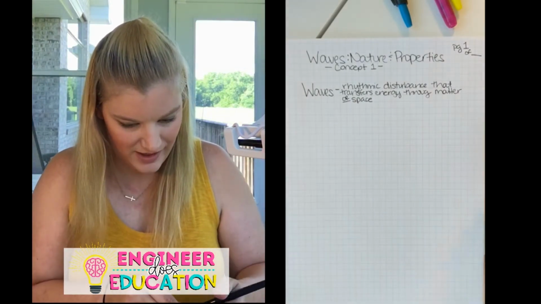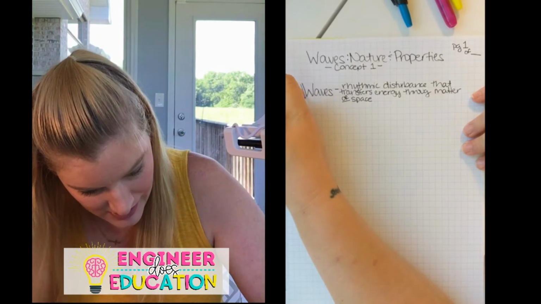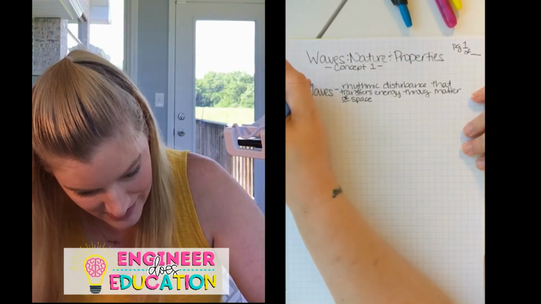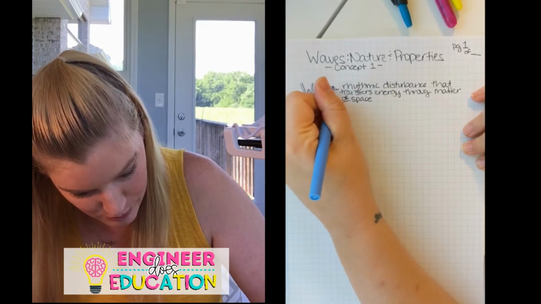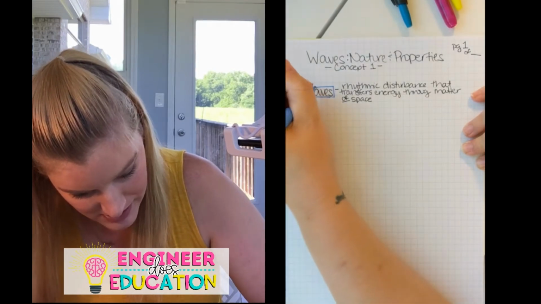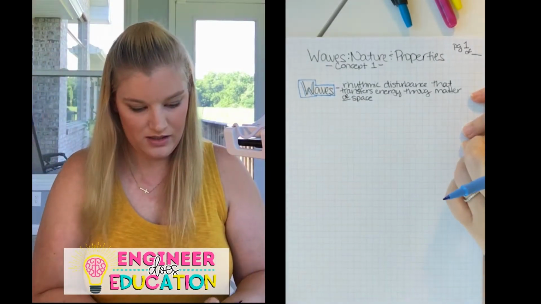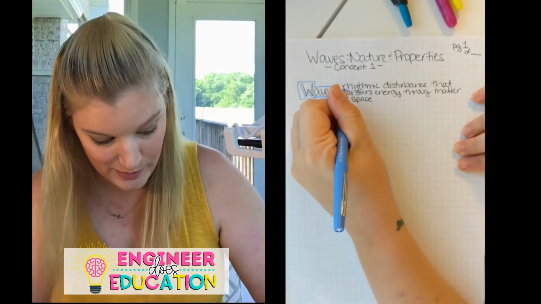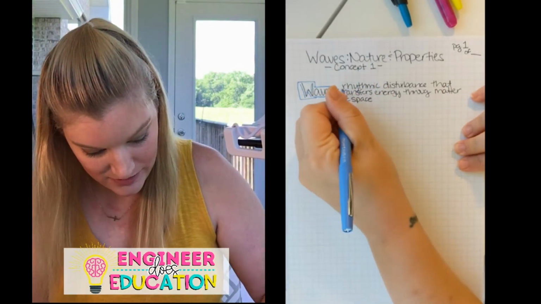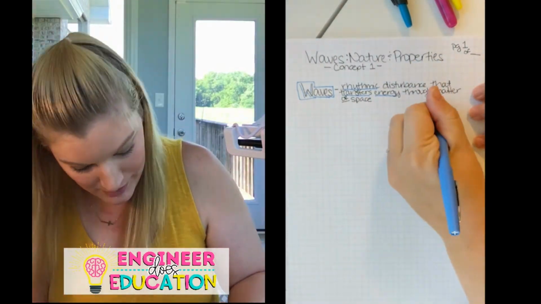And because it's a vocab word, I want to make it stand out. So instead of highlighting it, I'm going to go back and I'm just going to surround it in blue to make it extra important. And then highlighting flare pens with the Sharpie highlighters doesn't go so well, but I would highlight that it's rhythmic and it's transferring energy over there through matter or space.